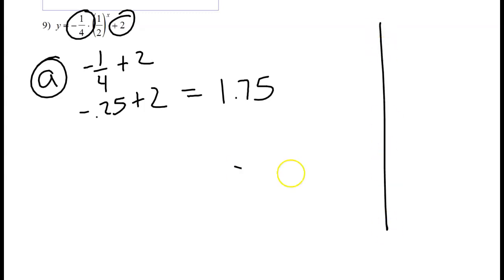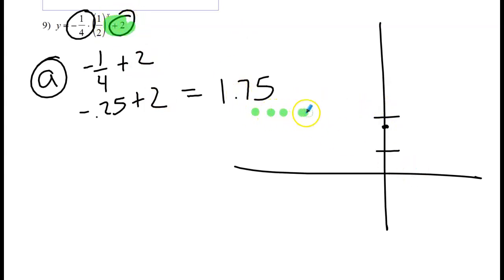So we're going to go ahead and plot that. If this is 1 and this is 2, 1.75 would be about 3/4 of the way through there like that. Part B, let's go ahead and find our horizontal asymptote. Horizontal asymptote is this number right here, which is 2. So I'm going to go ahead and draw my dotted line at 2. So the horizontal asymptote is really close to the y-intercept this time. All right, that's part B.